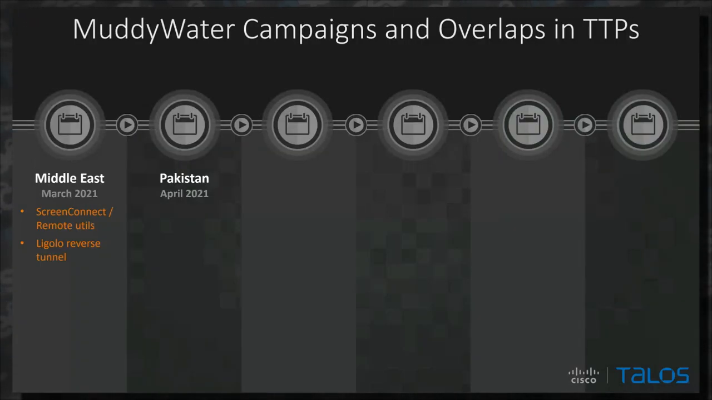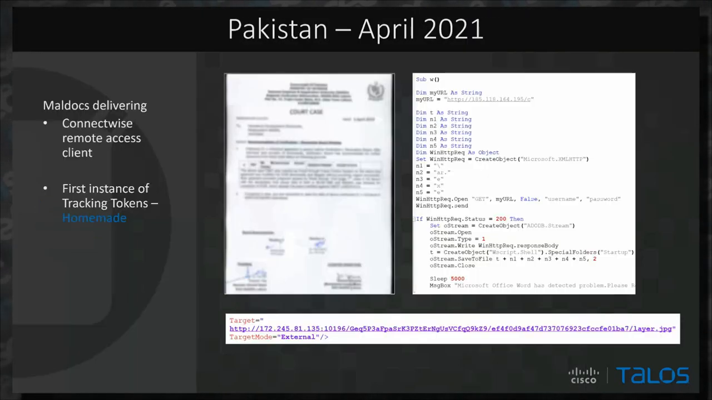Now, the next attack instance of an operation conducted by MuddyWater was against Pakistan in April of 2021. This attack instance consisted of maldocs being delivered to the victims, usually masquerading as a government document of some sort. The screenshot that I have on the screen is from a blurred out court case from a Pakistani court. This maldoc consisted of malicious VBA macros that would reach out to a remote URL and then download the ConnectWise remote access client that would be run on the system, and then the attackers could connect to it.